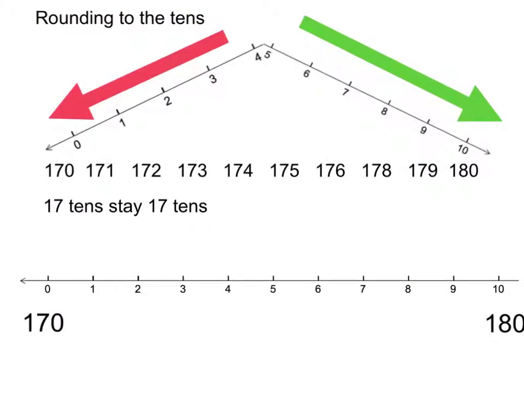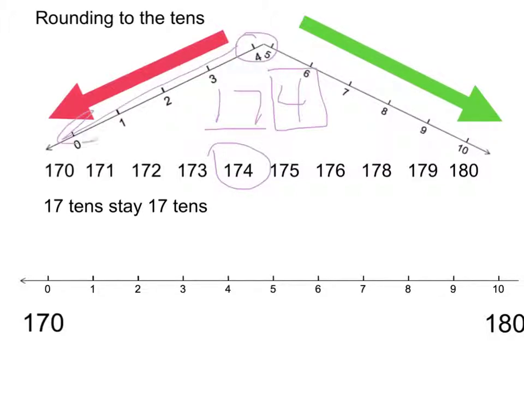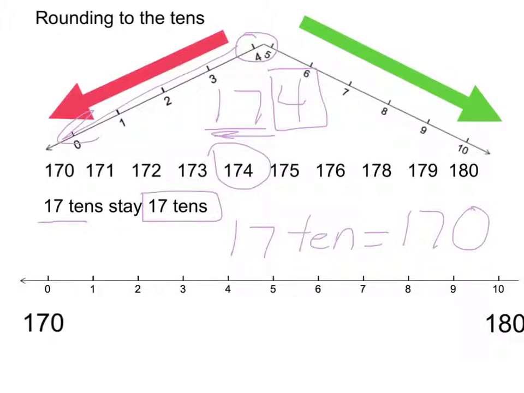When we look at the number line, we rounded the number 174 to the tens place, which went next door to the 4. The 4 follows the rule of 4 or smaller. The number to the left stays the same, which means that the 17 tens stay 17 tens. 17 tens is the same thing as saying 170. So 174 rounded to the nearest 10 is 170.